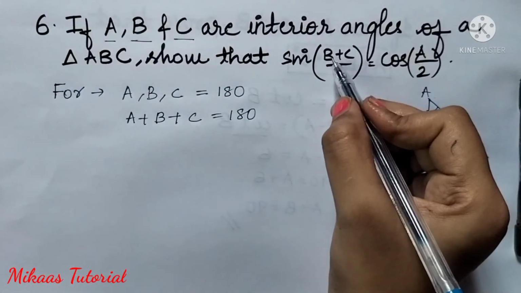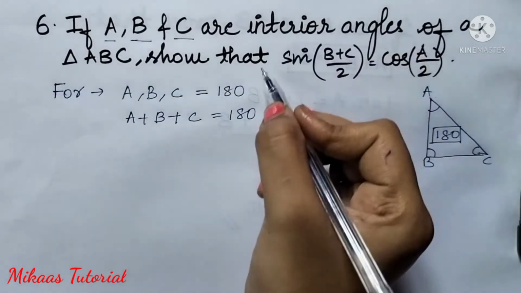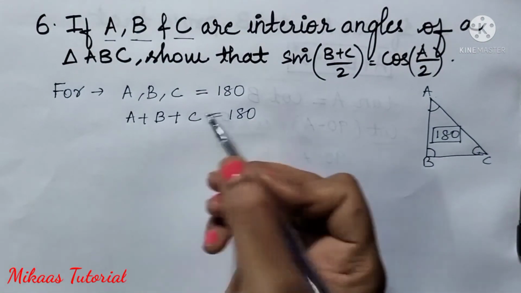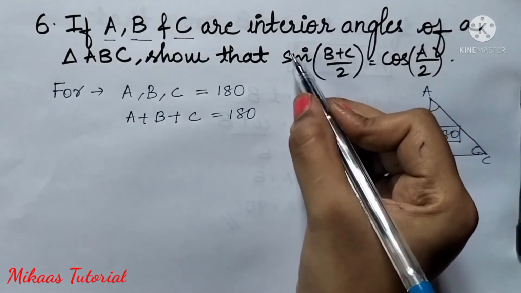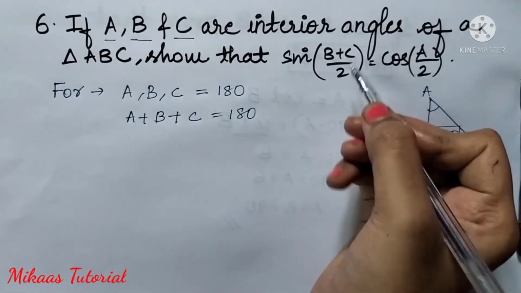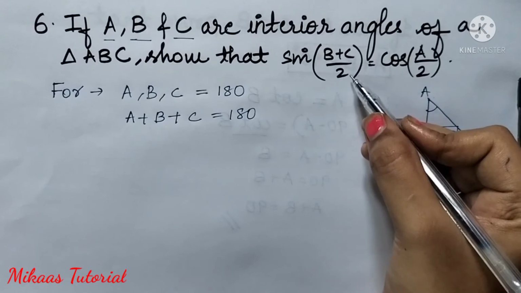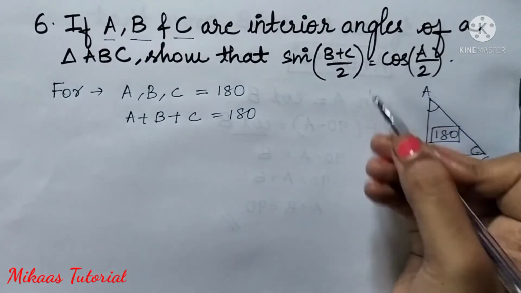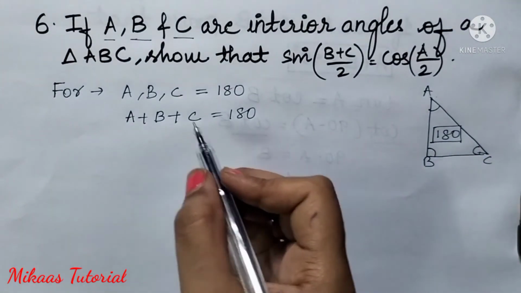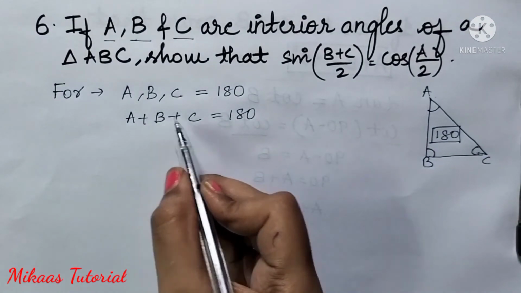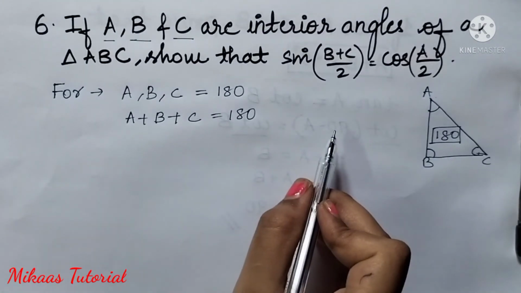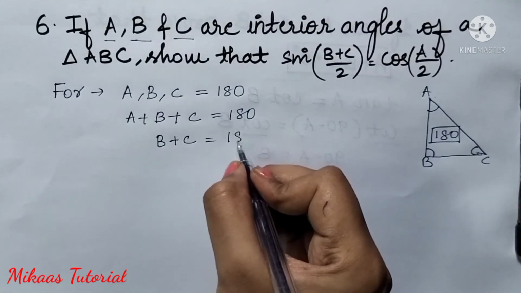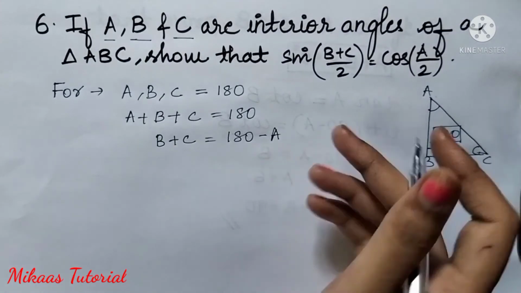Considering this, we have to show that sin((B+C)/2) is equal to cos(A/2). We have to conclude this. How will we bring it from this equation? I'll tell you. From A plus B plus C is equal to 180 degrees, we take B plus C is equal to 180 minus A.